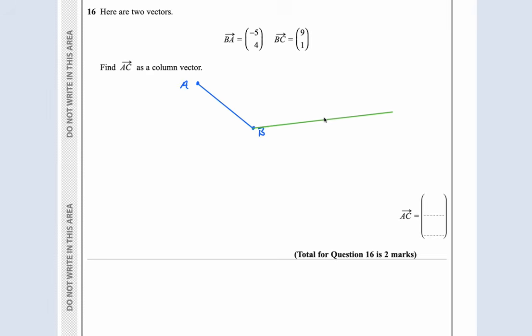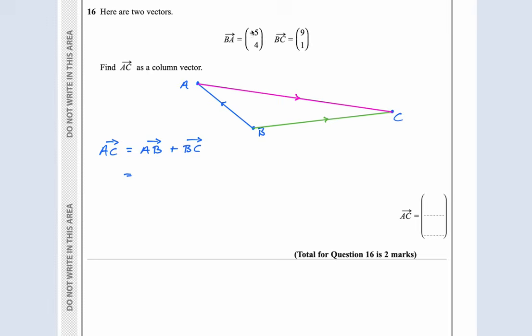So this is BC. And let's just put the point there, that is C. So that is B to A, and this is B to C. So what are we trying to find? AC. So if I'm trying to get from A to C, like this, I'm going to walk from A to B, and then from B to C. So AC is equal to AB plus BC. Now be careful, guys, we don't have AB, we have BA.